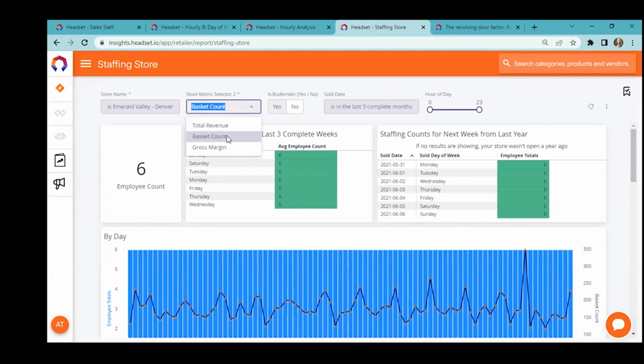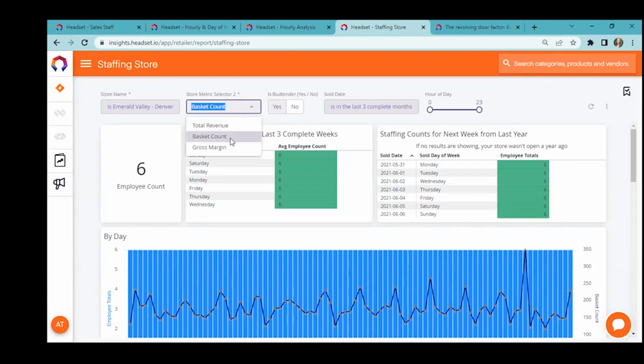So do you want to increase your basket count, or do you want to just increase revenue? We talked about building marketing strategies, focusing on when people are coming into your store and who those people are, what are they buying, all that good stuff. So this is where you can focus on that goal metric, whether it be by revenue or basket count.